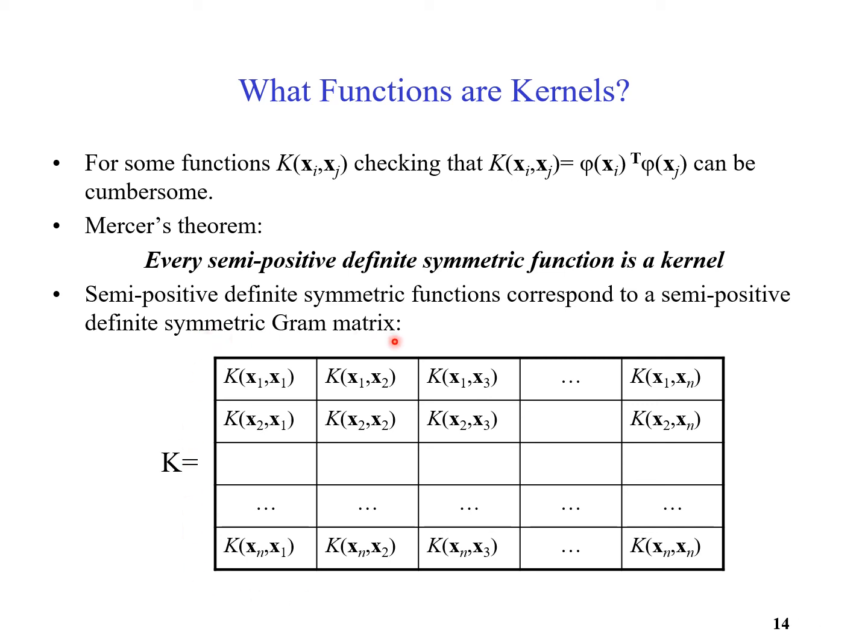But in that case, this matrix should be a semi-positive definite symmetric Gram matrix. I won't go into detail of this. So if you represent the kernel as a two-dimensional matrix, then this matrix should satisfy semi-positive definite symmetric Gram matrix. Then you can use it as a kernel function.